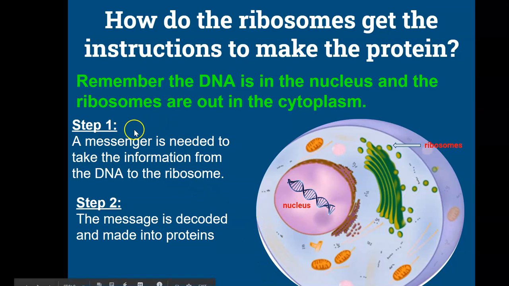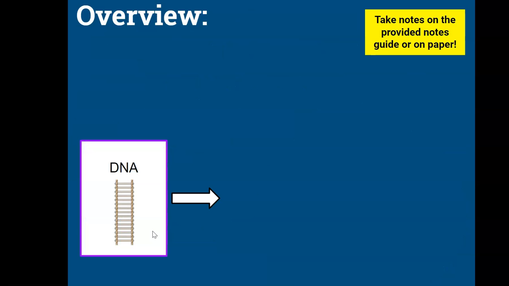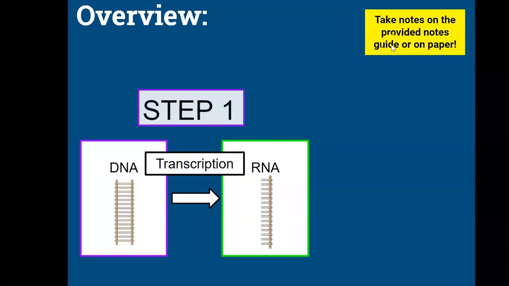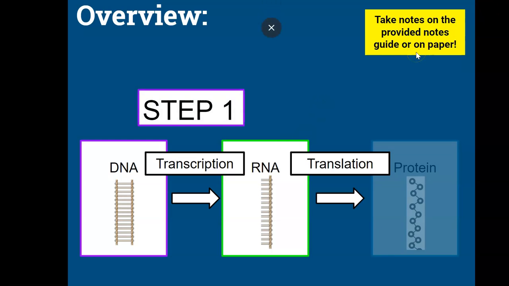So if we take a look, step 1, a messenger is needed to take the information from the DNA to the ribosome. So the DNA can't leave the nucleus, and so the body has come up with a way to send a messenger outside of the nucleus to look for the ribosome. Step 2 is that message that was made is decoded, and then it's made into proteins. So again, you've got your yellow rectangle, so you're taking notes.